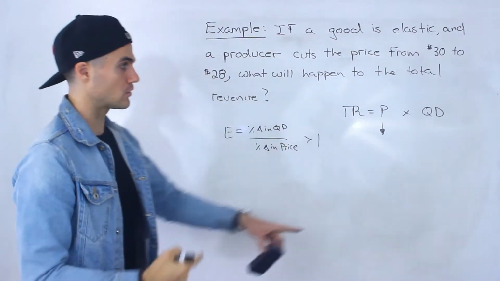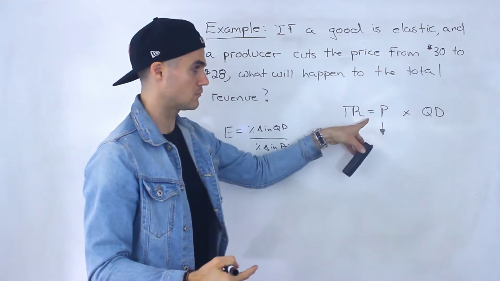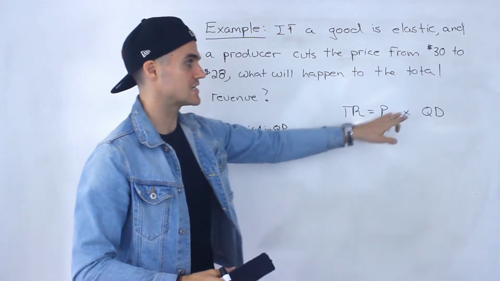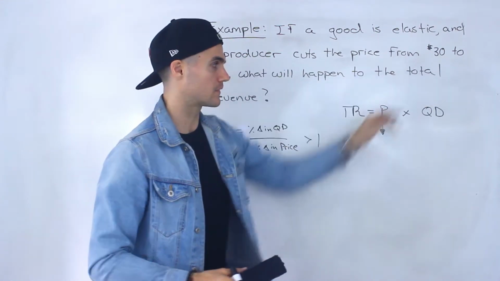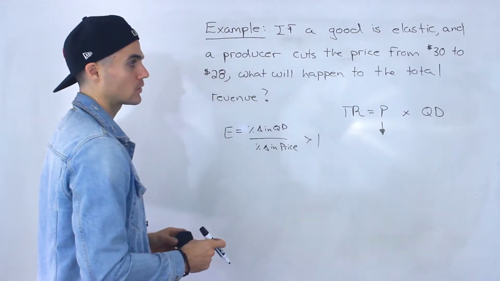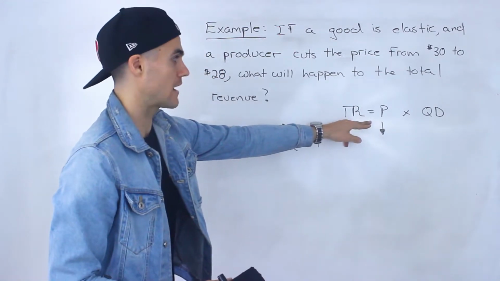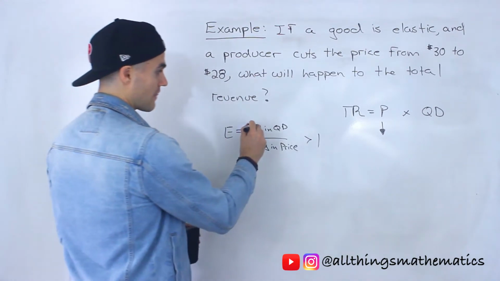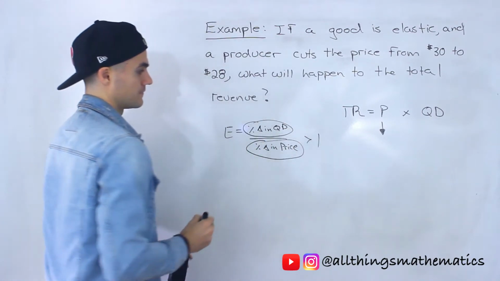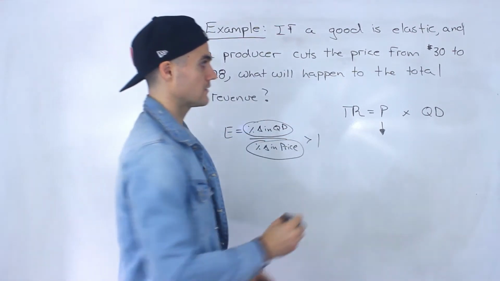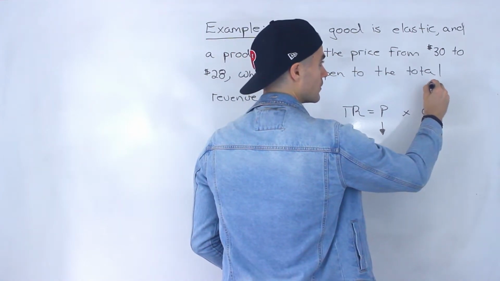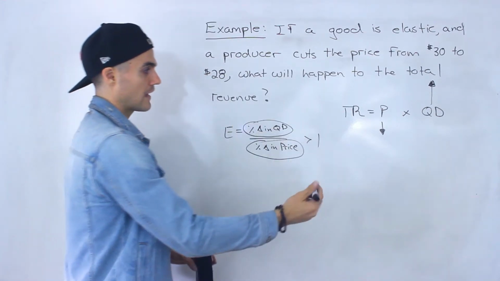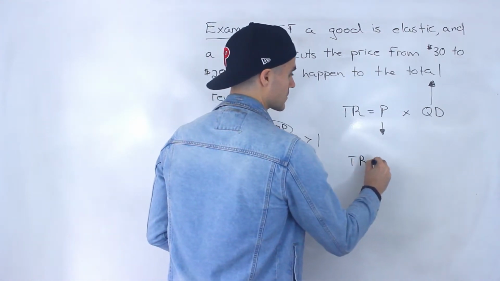Now with the law of demand, we know the quantity demanded is going to increase then. More consumers are going to buy the product if the price goes down. Question is, how much more, right? How much more is that quantity demanded going to increase relative to that price decrease? Well, if the good is elastic, then we know that this is going to be greater than that. So that price is going down by this amount, that quantity demanded is going to go up by a greater amount. And so the net effect of that, total revenue is going to increase.